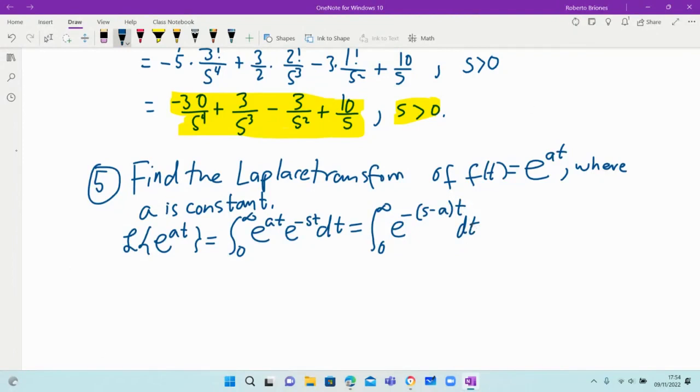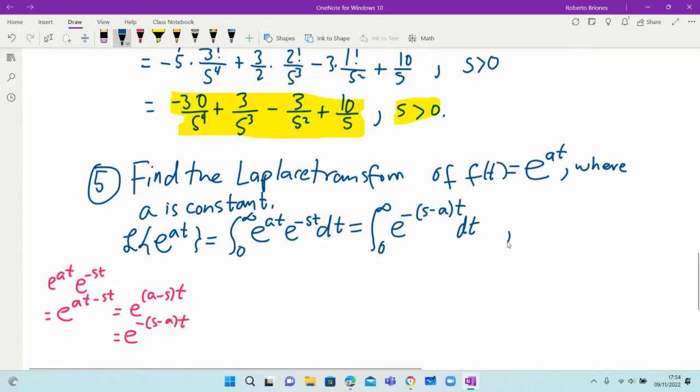And this is because of the fact that, okay, so let's try to focus on that. So e to the at times e to the negative st is e raised to the at minus st, which is equal to e to the quantity a minus s times t, which is the same as e to the negative quantity s minus a times t.